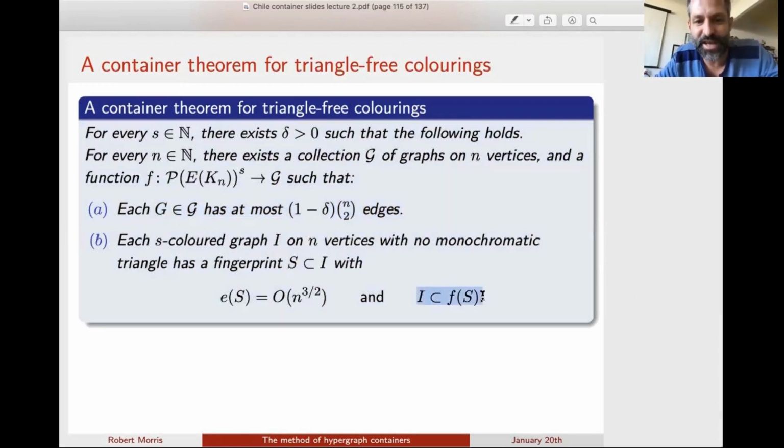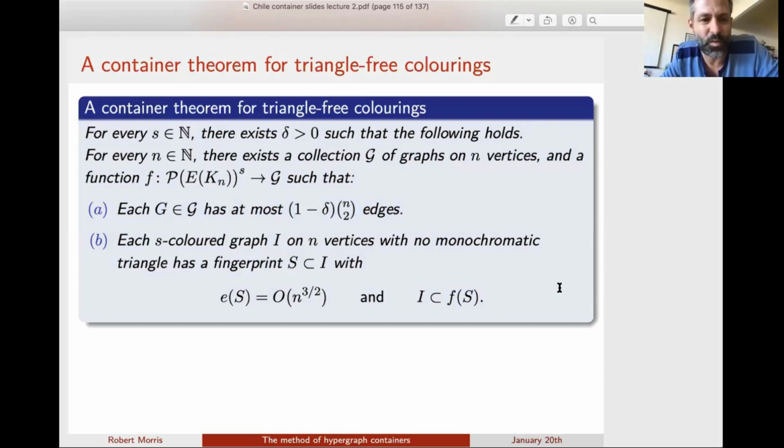And that's what I mean by this. This graph is contained in it. So this is an S-colored graph. I is just a graph coming with an S coloring, and I is a subgraph of the corresponding container. So this doesn't look very strong. And this is the beautiful idea of Nenadov and Steger, that this is enough to show that this is unlikely.